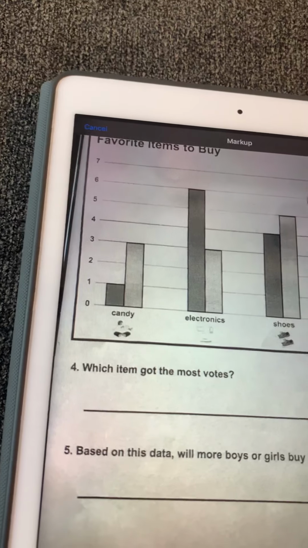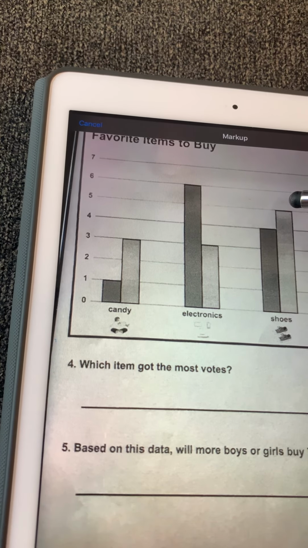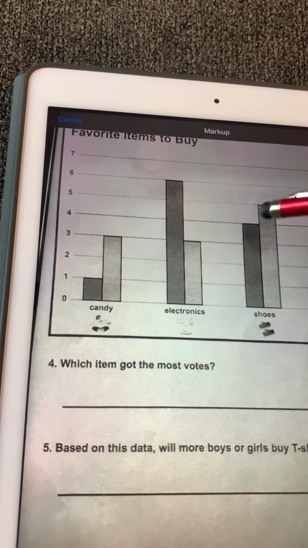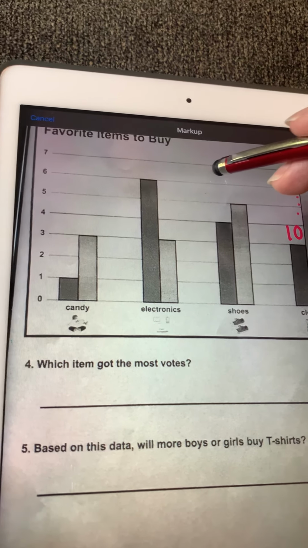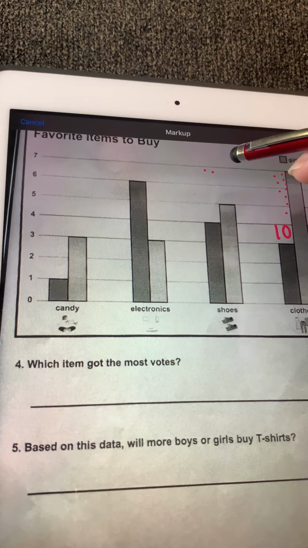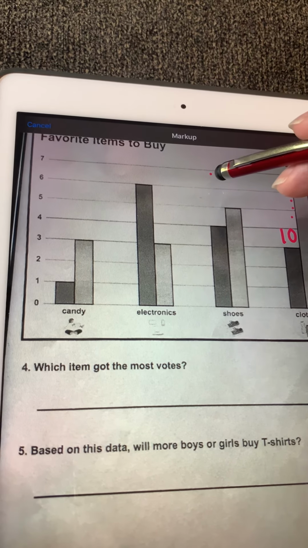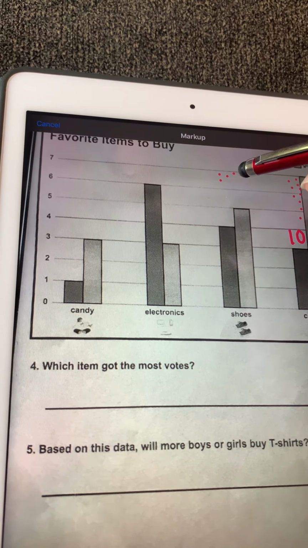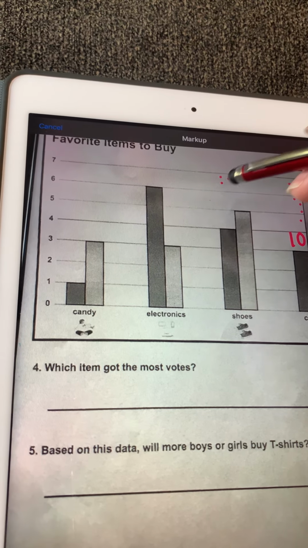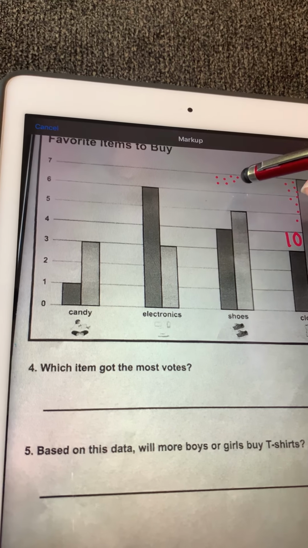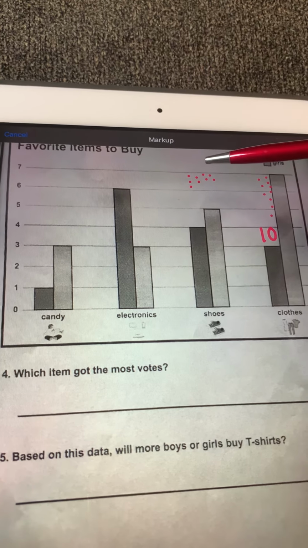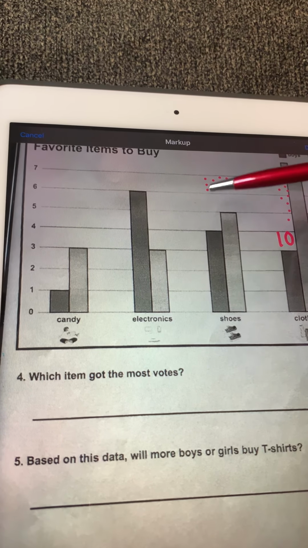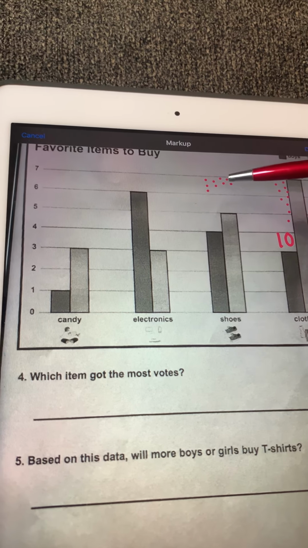And over here we have 5 for girls and 4 for boys. So let's do our dots. 1, 2, 3, 4, 5. And let's do 4 for the boys. 1, 2, 3, 4. And we're going to count those dots. 1, 2, 3, 4, 5, 6, 7, 8, 9.